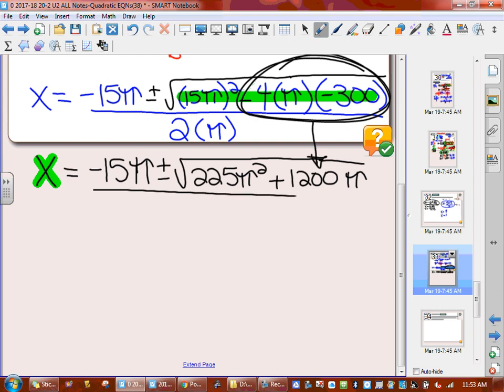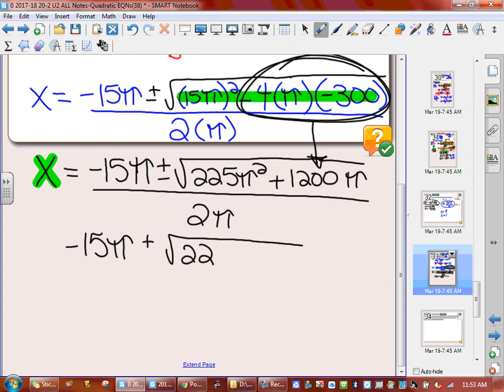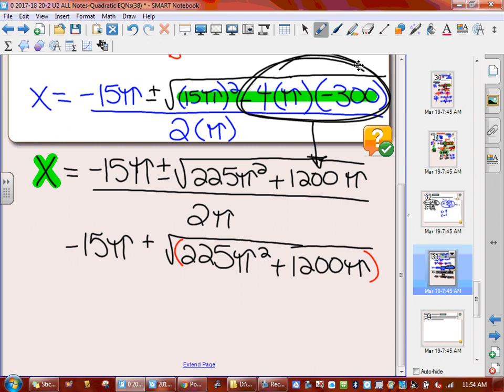So now this is what you actually have to put in your calculator. So 2 steps. You're going to go negative 15, hit your pi button, plus root 225 pi squared plus 1200 pi. If your calculator opens a bracket under the root sign, you need to close that bracket. So what you would do is you would type this in exactly as you see it, and then you would hit enter. And then you're going to go divide by bracket 2 pi bracket, enter. That's how you have to type it in.